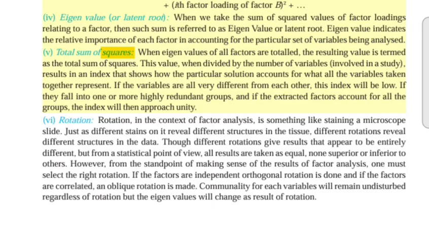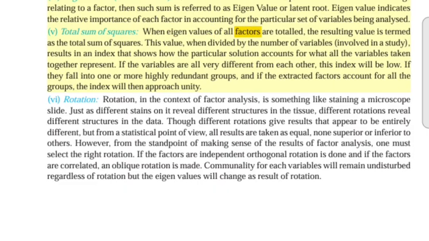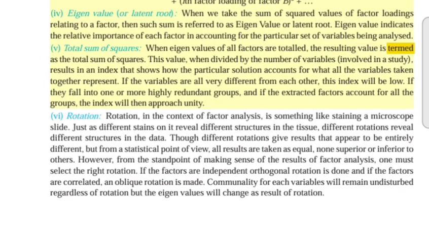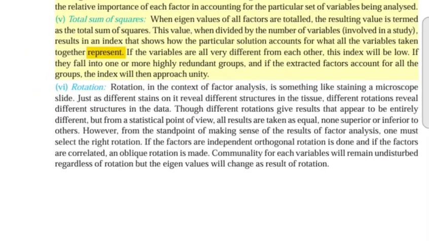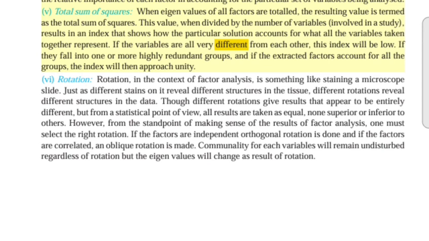G. Total sum of squares. When eigenvalues of all factors are totaled, the resulting value is termed as the total sum of squares. This value, when divided by the number of variables involved in a study, results in an index that shows how the particular solution accounts for what all the variables taken together represent. If the variables are all very different from each other, this index will be low. If they fall into one or more highly redundant groups, and if the extracted factors account for all the groups, the index will then approach unity.